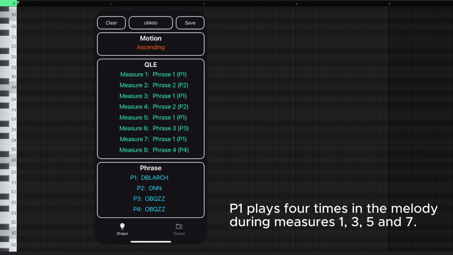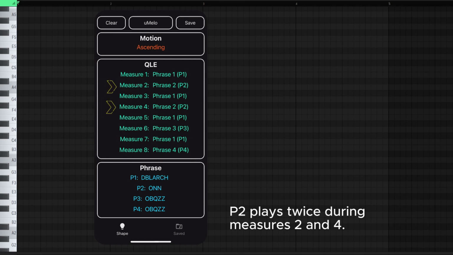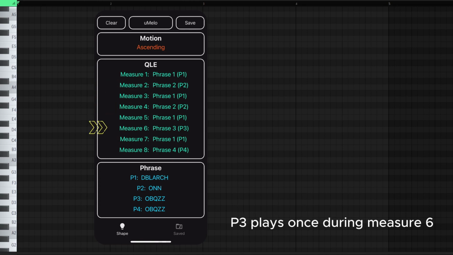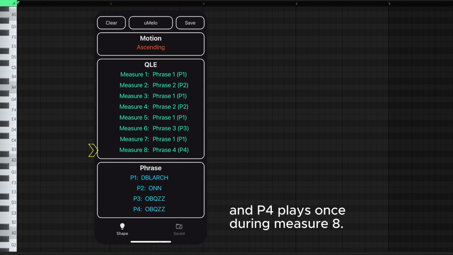P1 plays 4 times in the melody, during measures 1, 3, 5, and 7. P2 plays twice, during measures 2 and 4. P3 plays once during measure 6 and P4 plays once during measure 8.